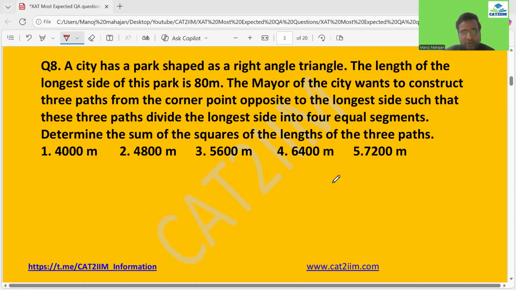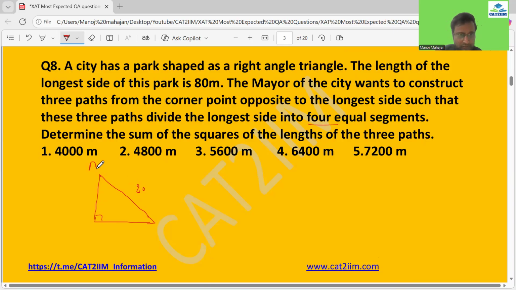So this is an actual XAT question only. So they're saying the city has a park shaped as a right angle. Okay, so let me make a right angle for you. The length of the longest side, that is the hypotenuse they are talking about, correct? So let's say that is 80, given to us. Now they're saying that this is divided to construct three paths from the corner point opposite to the longest side, such that the three paths divide the longest side into four equal segments.